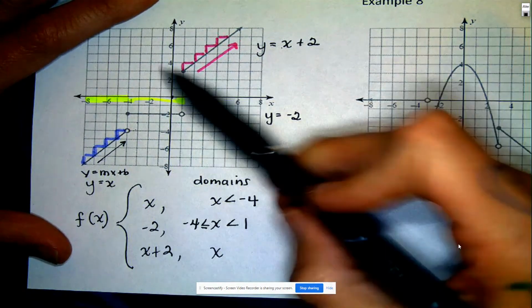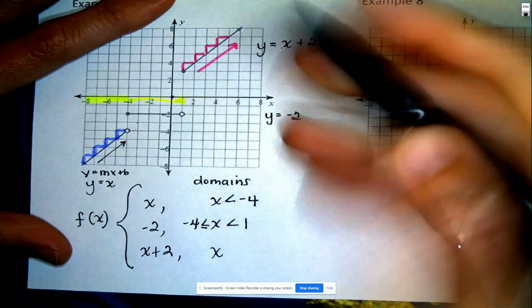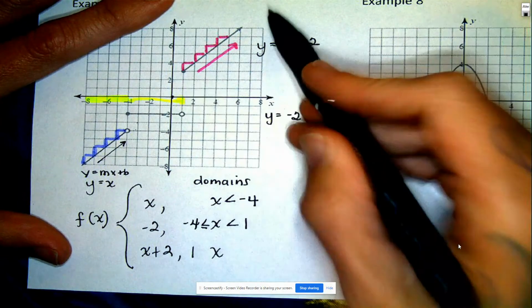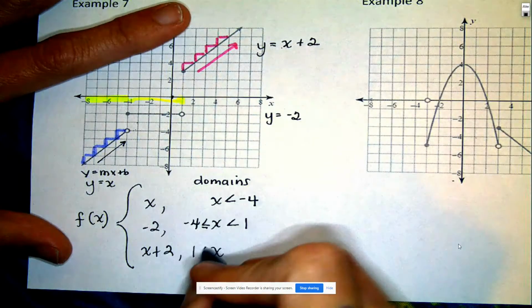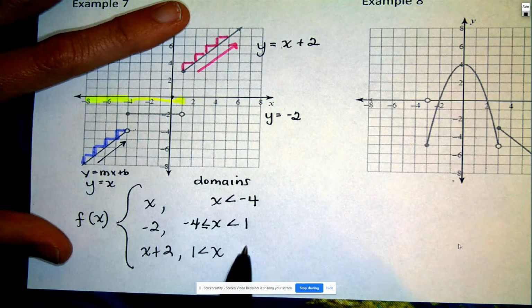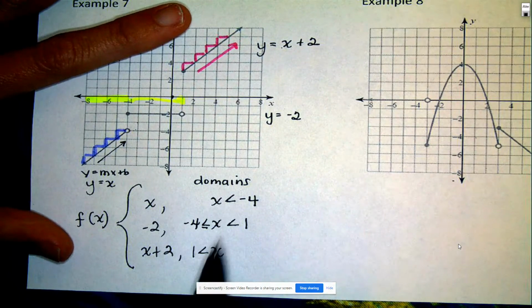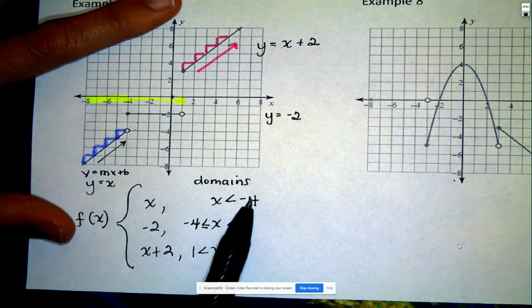Our next line, x plus 2, it starts at that +1, and then it goes on forever. So x is going to be greater than 1. Or you could write it x is greater than 1 to the other side like we did the first one. Either way would be correct. And so that's setting up the domains for all 3 piecewise functions.